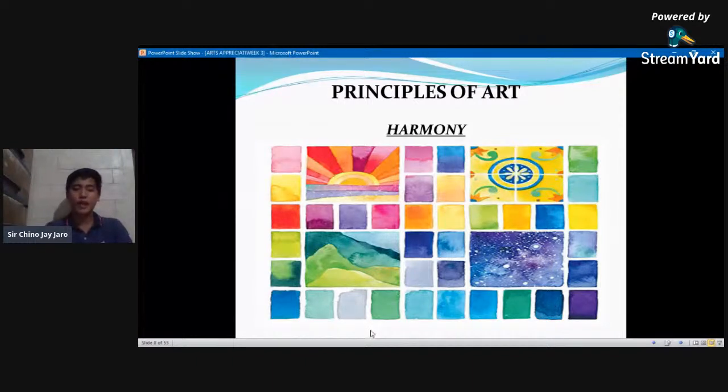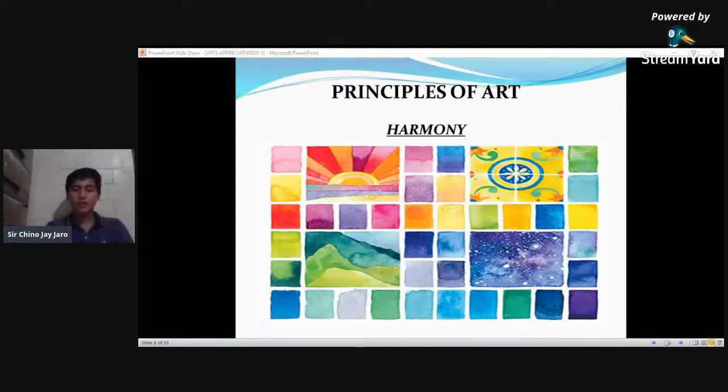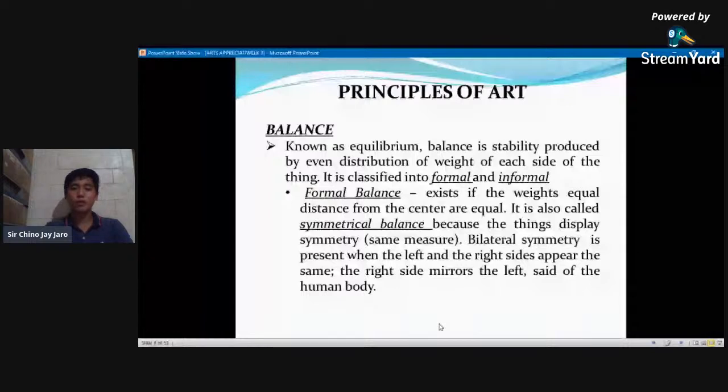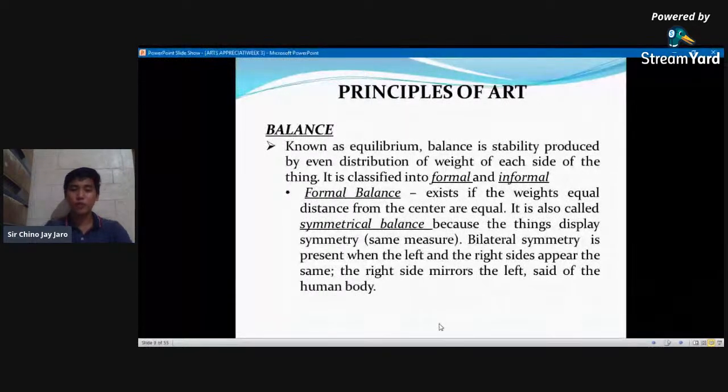So punta tayo ngayon sa next principle of art. So balance. Known as equilibrium, balance is stability produced by even distribution of weight on each side of the thing. It is classified also into formal and informal. So we have formal balance and informal balance. No? Balance silang parehas pero may pagkakaiba po sila.